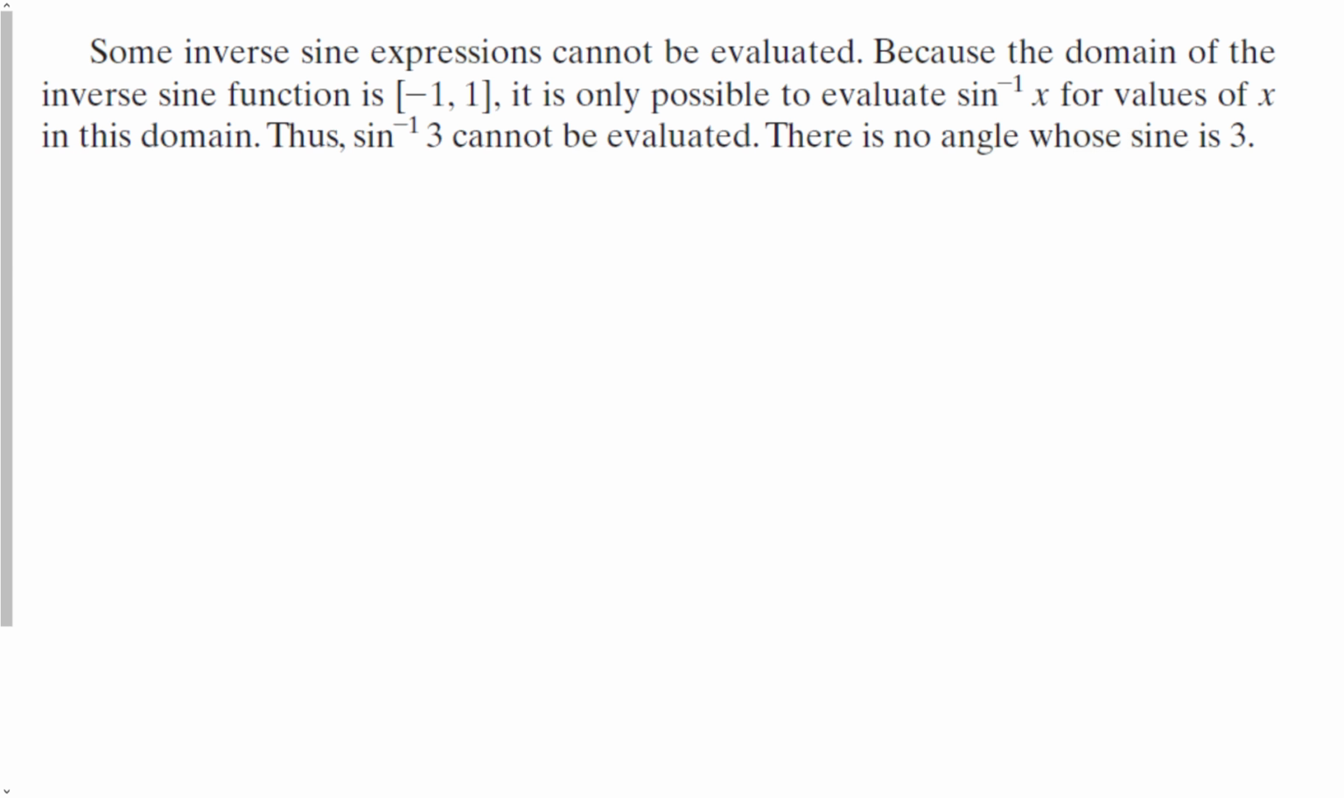Okay? Some inverse sines cannot be evaluated because the domain of the inverse sine function is between negative 1 and positive 1. It's only possible to evaluate inverse sines for values of x inside of this domain. So the inverse sine of 3 is not possible. There is no angle between negative pi over 2 and positive pi over 2 that gives you a sine of 3. It only goes from negative 1 to positive 1. Okay, so just be careful with that.